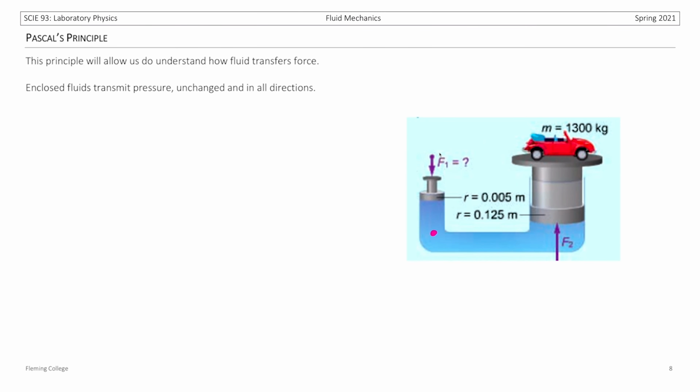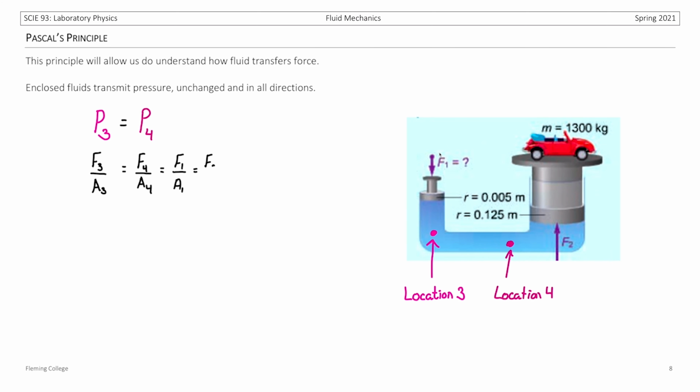The next principle we consider is Pascal's principle. This principle will allow us to understand how fluid transfers forces. The principle is that enclosed fluids transmit pressure unchanged and in all directions. This means that if we consider location 3 and location 4, the pressure in these two locations will be equal. This means if we substitute pressure for force divided by area, the force divided by the area at position 3 will be the same as at position 4, which is the same as at position 1 and at position 2.